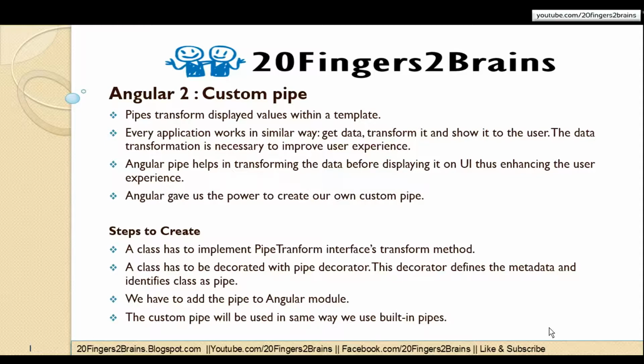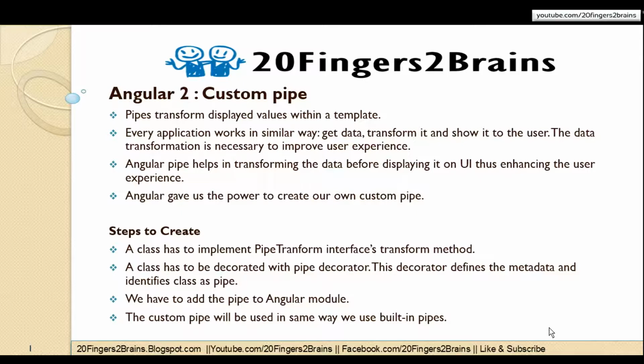So pipes transform displayed values within a template. Every application works in a similar way, that is, get data, transform it and show it to the user. The data transformation is necessary to improve user experience. Angular pipe helps in transforming data before displaying it on UI, thus enhancing the user experience. Angular gave us the power to create our own custom pipe. That is what we are going to do in this video.